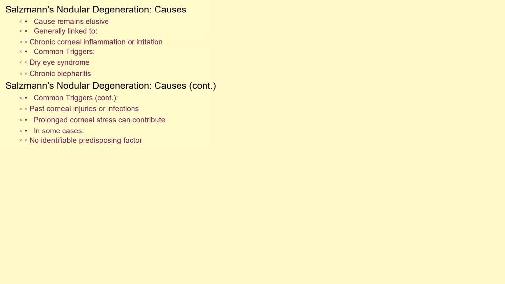The exact cause of Salzmann's nodular degeneration remains somewhat elusive. However, it's generally believed to be triggered by chronic inflammation or irritation of the cornea. Common culprits include conditions like dry eye syndrome, chronic blepharitis, inflammation of the eyelids, and past corneal injuries or infections. Basically, anything that causes prolonged stress to the cornea can potentially contribute to its development. It's also worth noting that in some instances, no specific predisposing factor can be identified.